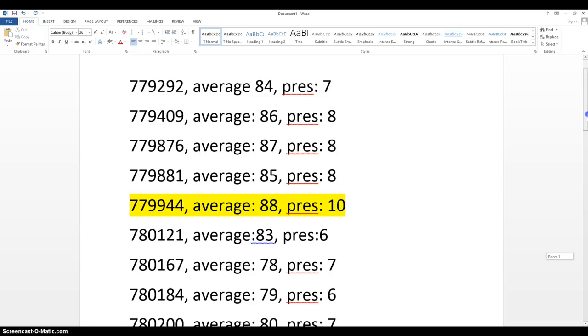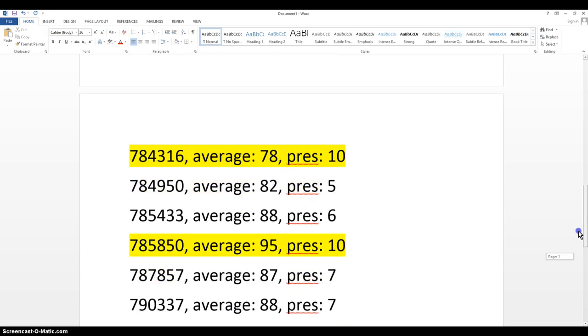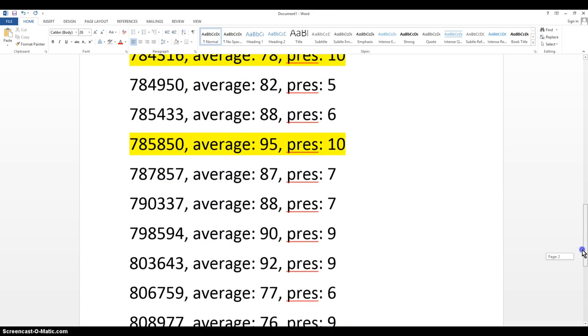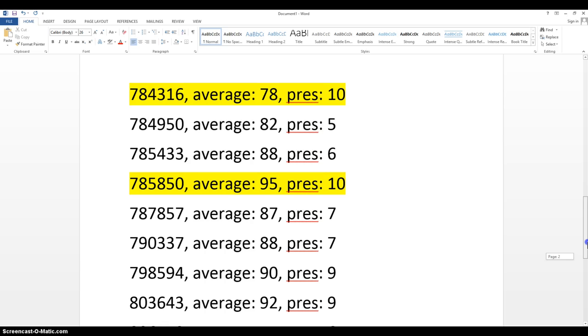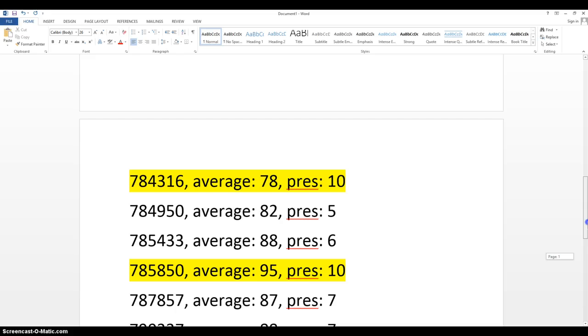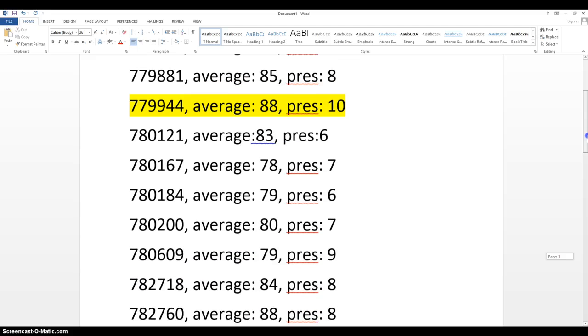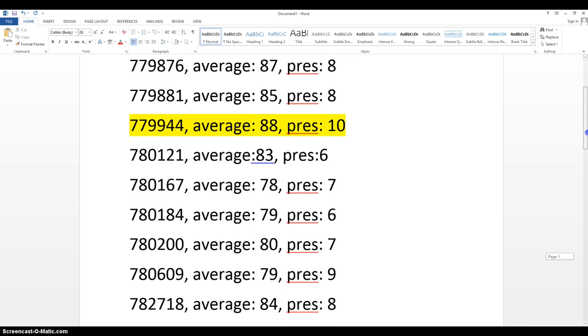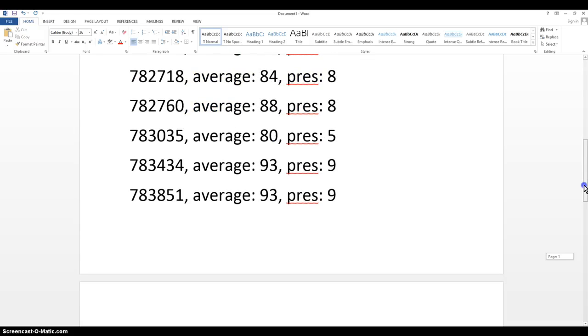Only 3 people, I believe, are completely finished. Those are ID numbers 785-850, 784-316, and 779-944. Those are the people that are finished.